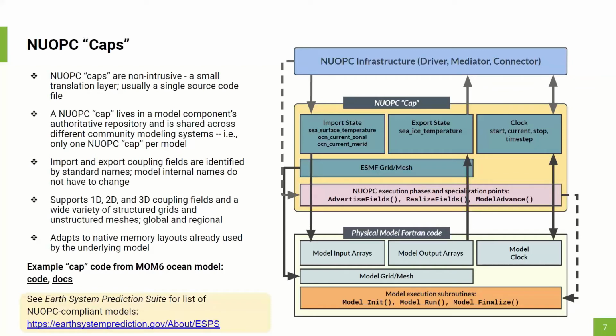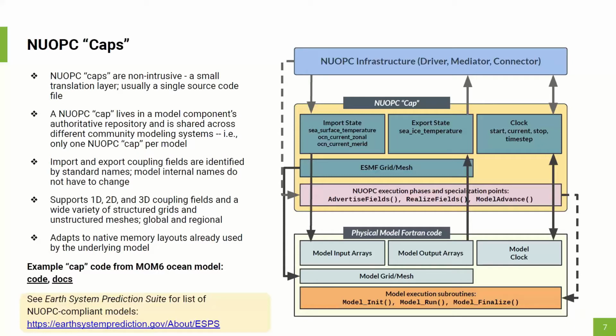So on top of each component, under this kind of architecture with NUOPC, you need to define what we call a cap. And this is an interface layer. It's non-intrusive. We tried to design this such that you don't have to make a lot of changes inside the model code. Typically, the cap is a single Fortran module. It may be several Fortran modules, but it's not a large amount of code. And the idea that we try to promote is that the cap, or the interface for each model component, lives inside the repository of that model.